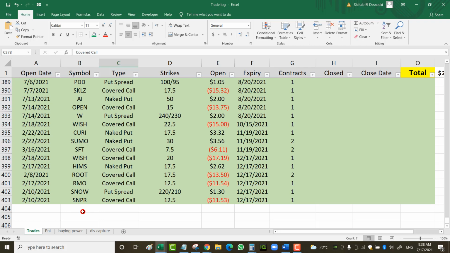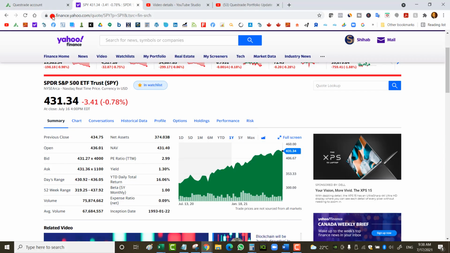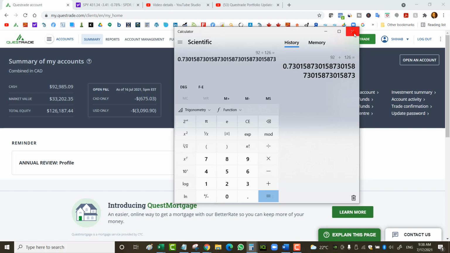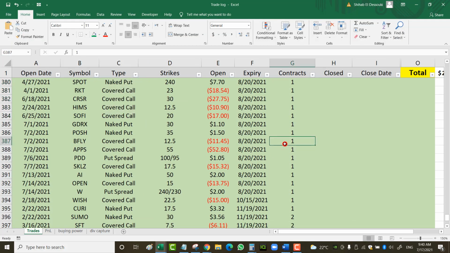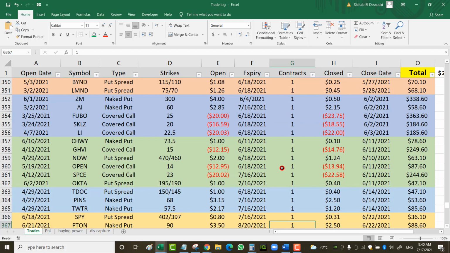But even with all these trades open, I still have about 70% of my buying power available, or 70% of my account is still in cash. 92 divided by 126, so it's about 73% in cash. So if I just used a bit more of my buying power, for example, adding more contracts to my trades, the P&L would have been higher, the return would have been higher.